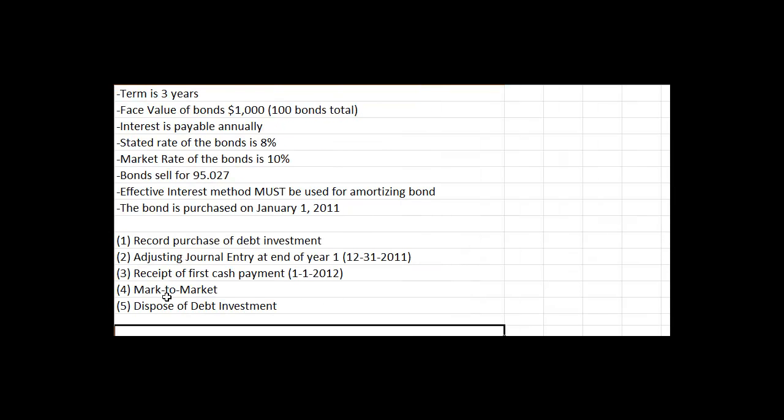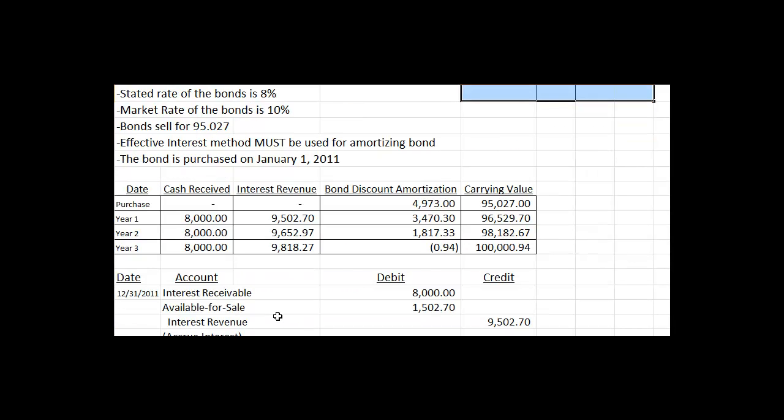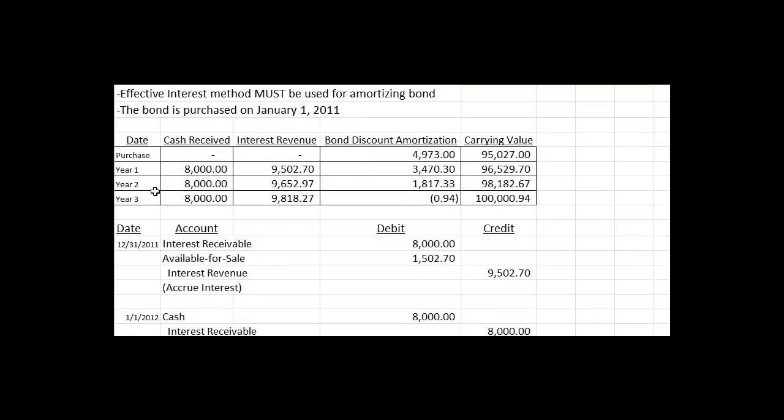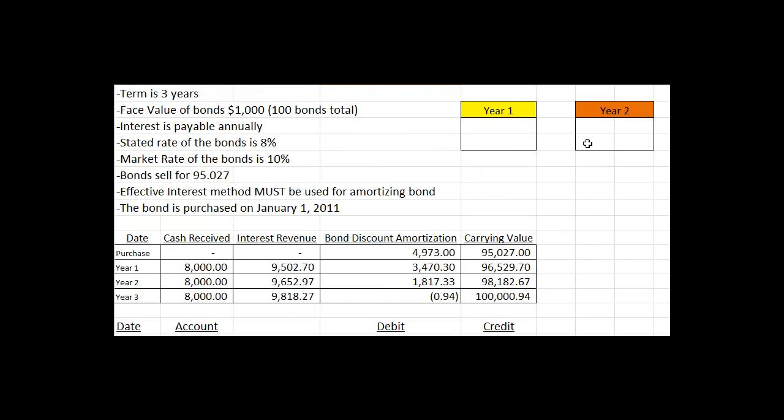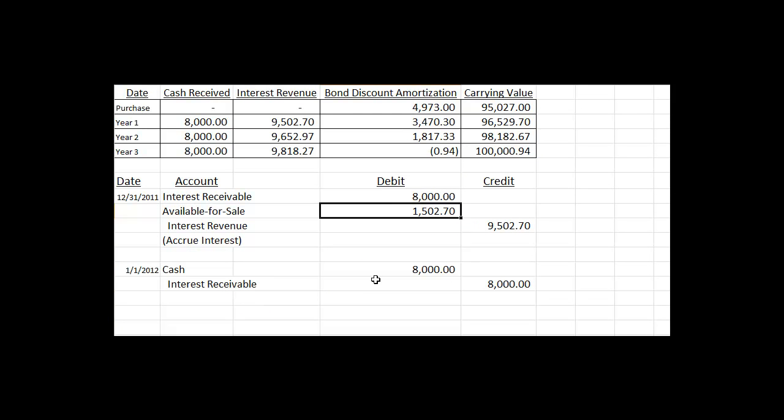The second part of the problem says let's adjust at year end for any accrued interest. And again, I'm not going to spend any time on this because it's exactly the same as the problem we worked through in held to maturity, and the amortization schedule is here. I changed this from held to maturity to available for sale because the amortized cost of the investment is what is going to go up, and it's available for sale, not held to maturity. And then on the following date, January 1st, 2012, we get the actual cash payment. So you can go through and review that. If you're having troubles with that, go back to the other video, and I'll walk you through it there.